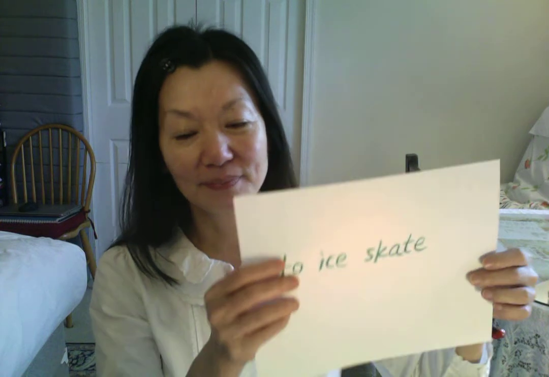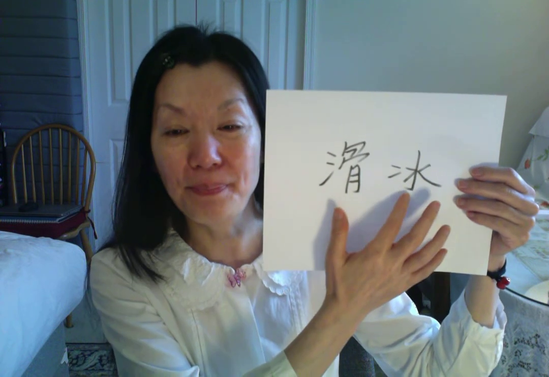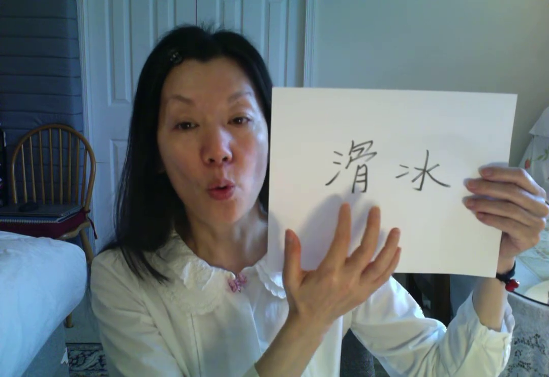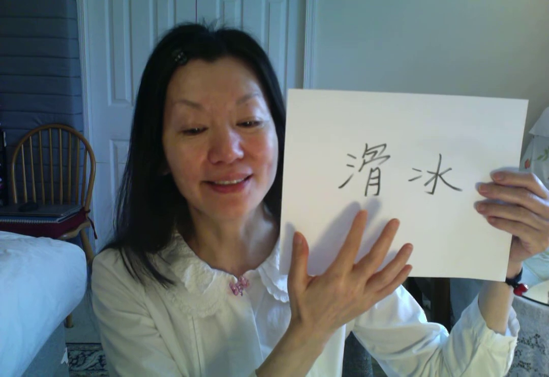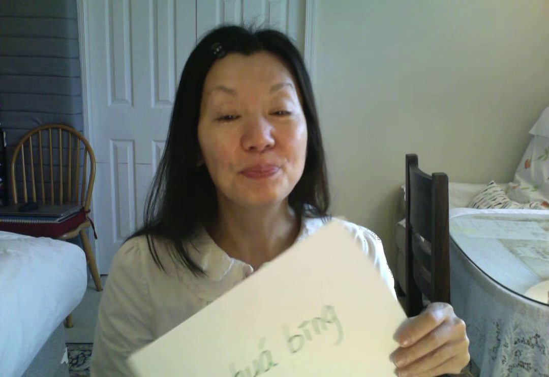Next one. To ice skate. In Chinese, what do we say? 滑冰, one more time. 滑冰, to ice skate. 滑冰, to ice skate. Let me see the next.